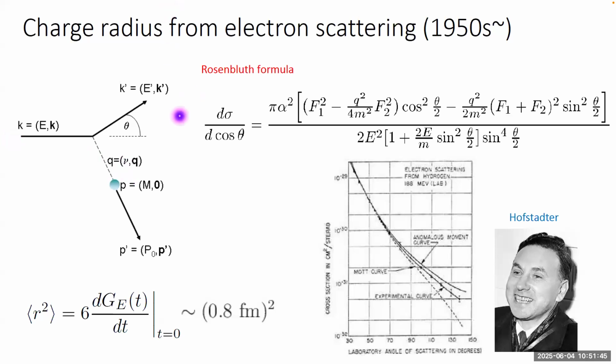By measuring this angular dependence, where theta is related to the momentum transfer t, you can get F1 and F2 in this particular combination, and by measuring this theta dependence you can separately determine F1 and F2. This is called Rosenbluth separation. From that experimental data, they made the first extraction of the proton radius back in the 1950s, which is around 0.8 Fermi.